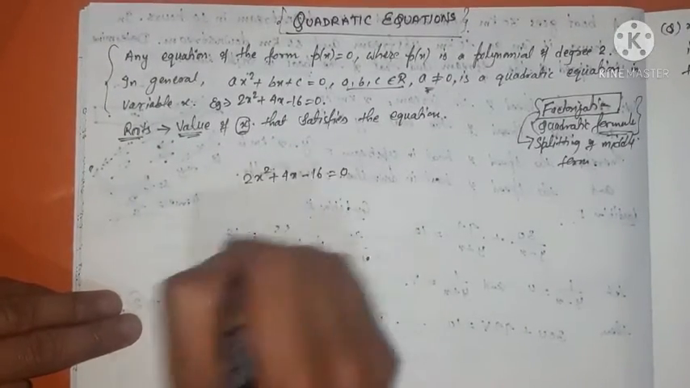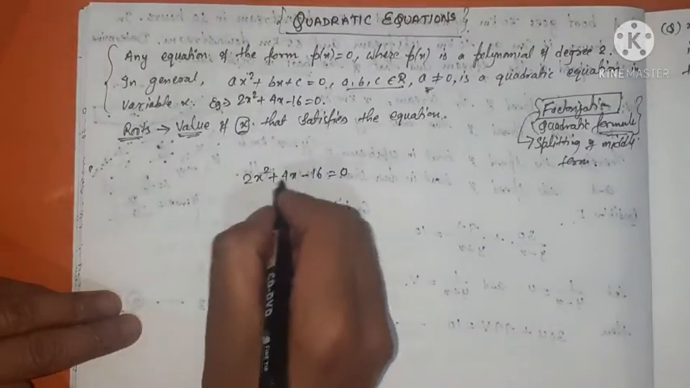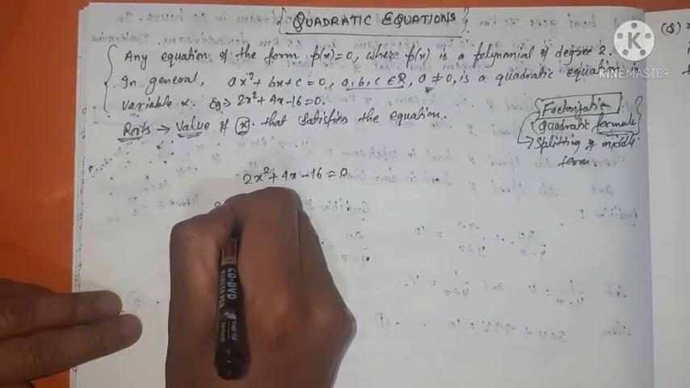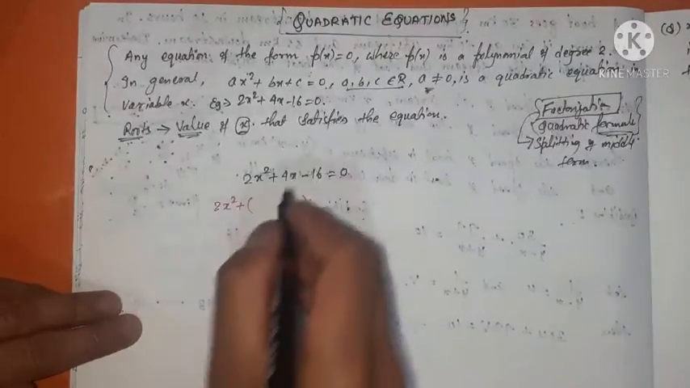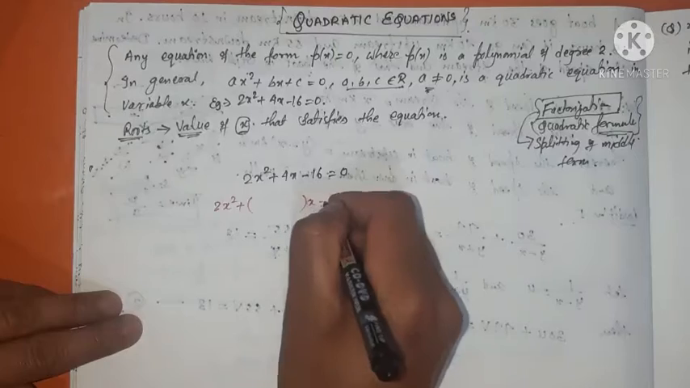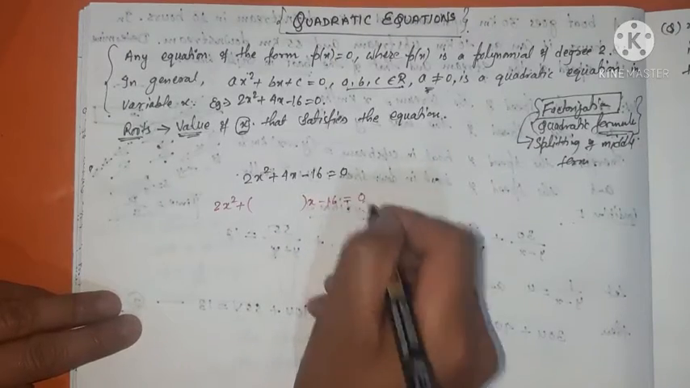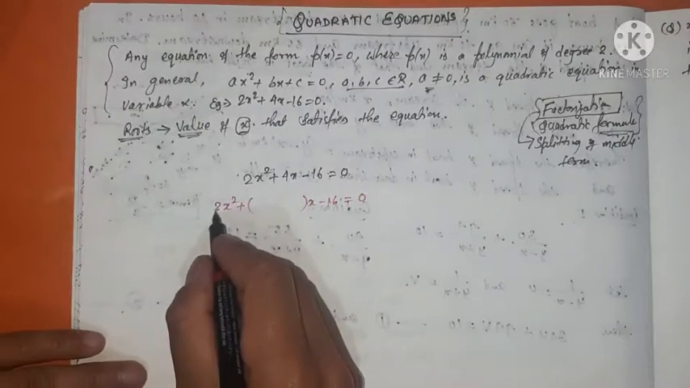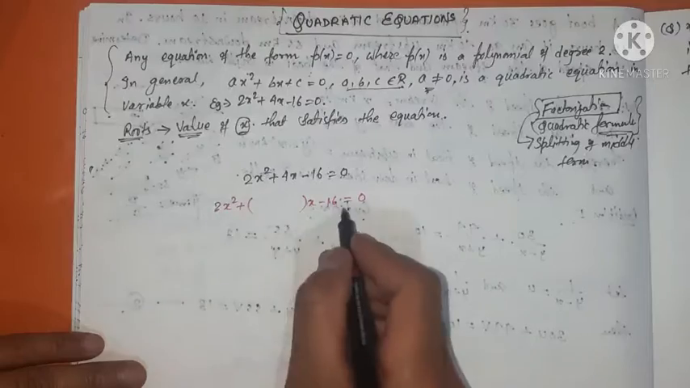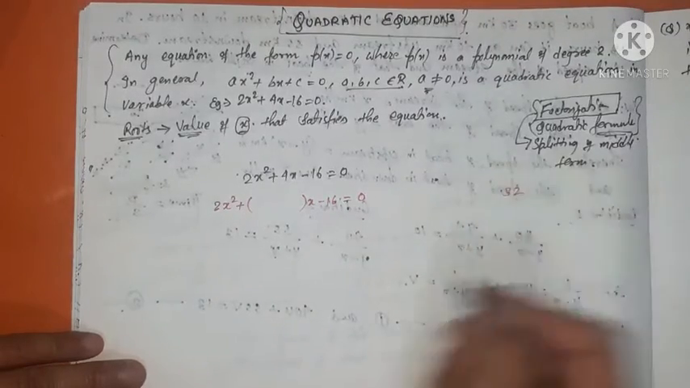How do we factorize the middle term? First you should check whether it is in standard form or not. See, it is already in standard form. So 2x square plus, we need to factorize the middle term, so we will not write it, x minus 16 equals 0. This is the first step. Now here you multiply the first and the last, 2 into 16, that is 32, right?